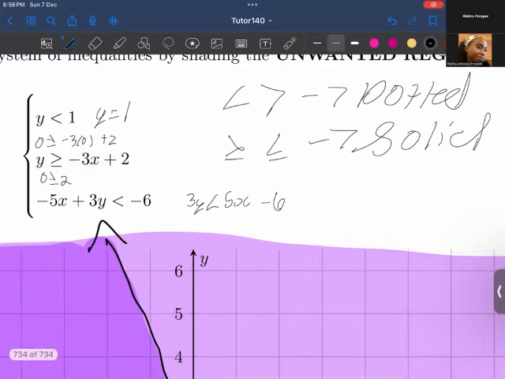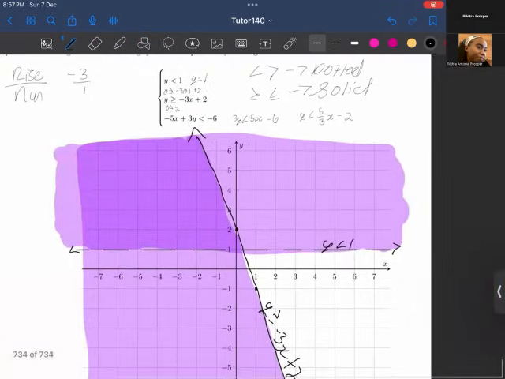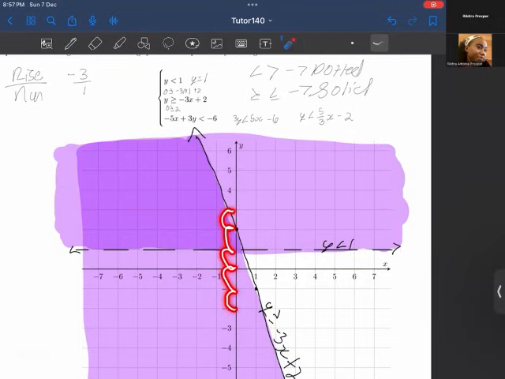-6. So now we're going to divide both sides by 3. So that would be y is less than 5 over 3 x. 6 divided by 3 is 2, -2. So our y-intercept is -2, so we're going to plot -2. Going to go up 5 and over 3. Remember, rise over run. So rise 5, 1, 2, 3, 4, 5, and run 3, 1, 2, 3.